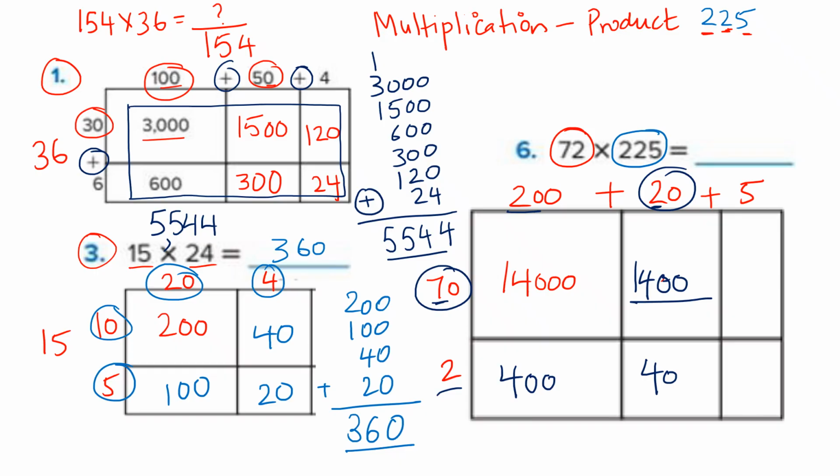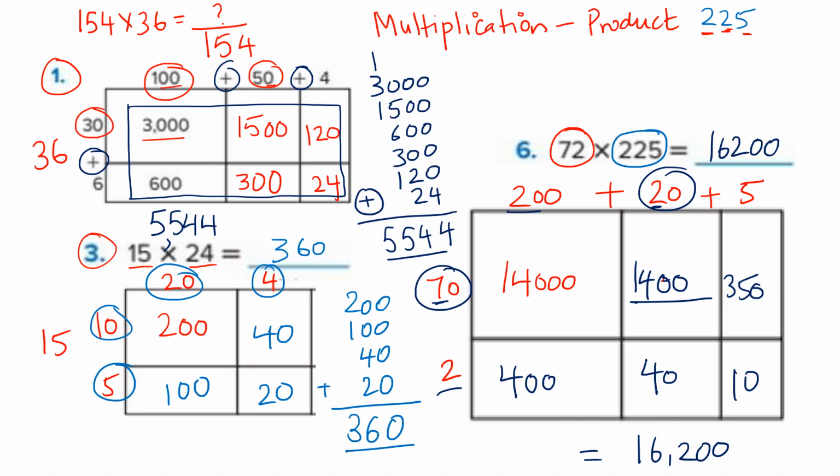Now 7 multiplied by 5, that's 35. So I put 35, and there's 1 zero, so 0. Similarly, 5 with 2 is 10. Now we need to add all these numbers. So let's do the addition. The biggest number is 14,000. After that, 1400. After that, 400. After that, 350. Then 40 plus 10. So do all the addition. And if you do your addition correctly, the final answer will be 16,200. So that is the final answer for this question.